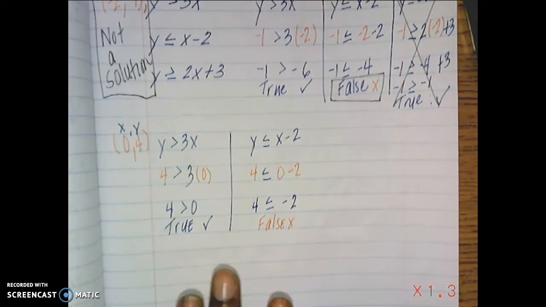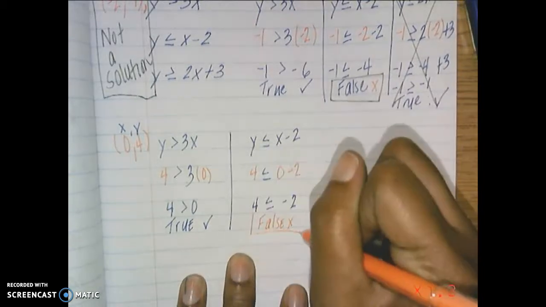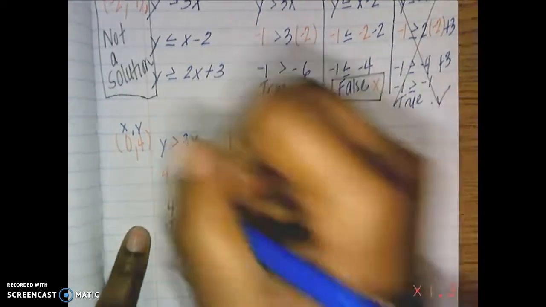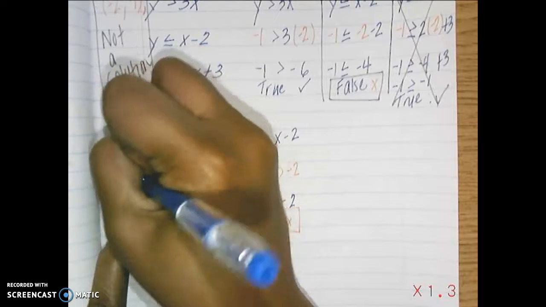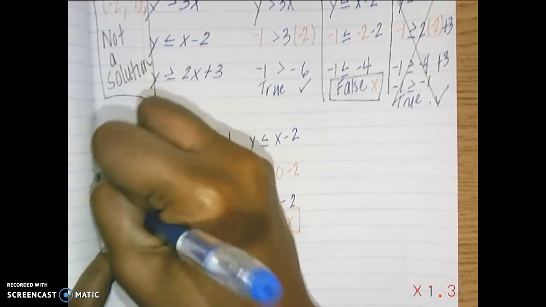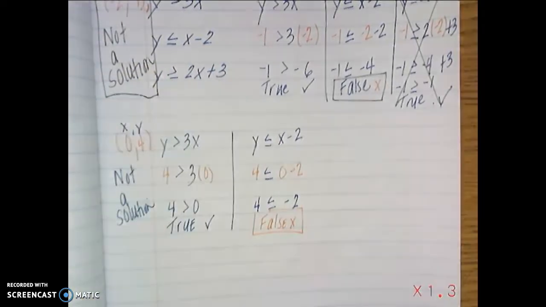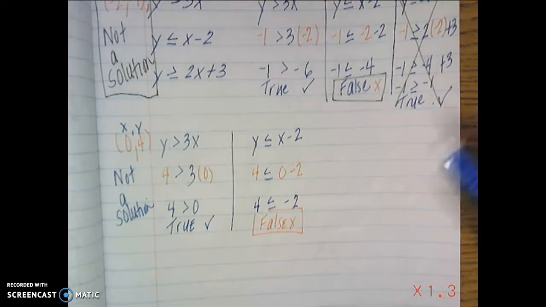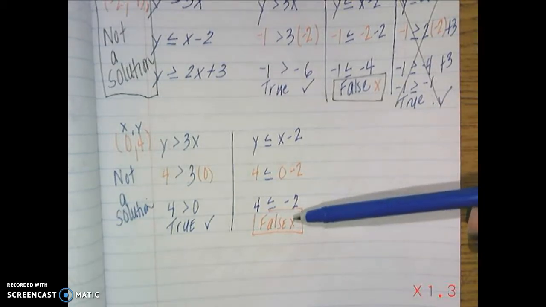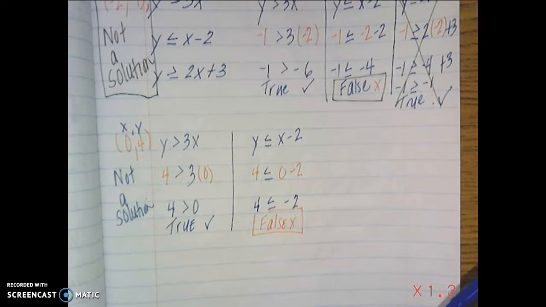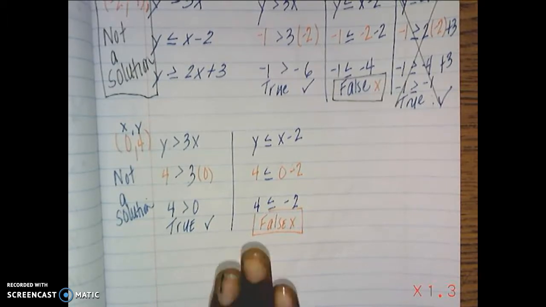You can stop right there, because (0, 4) is also not a solution. As soon as you get a false, you can stop. It's not good, but we can move on, because we know that in order for a point to be a solution, it must be true for all of the given inequalities. So for that reason, this one won't work.